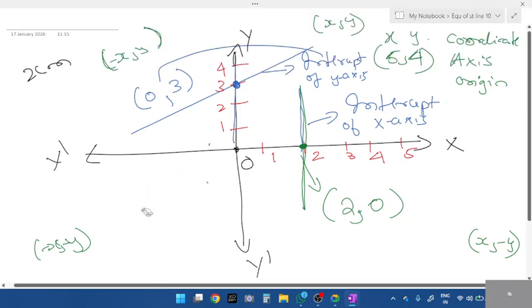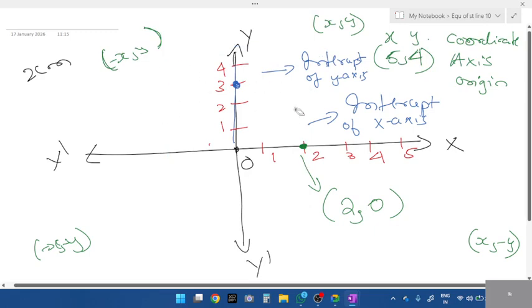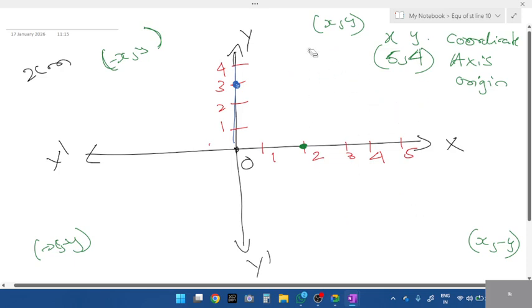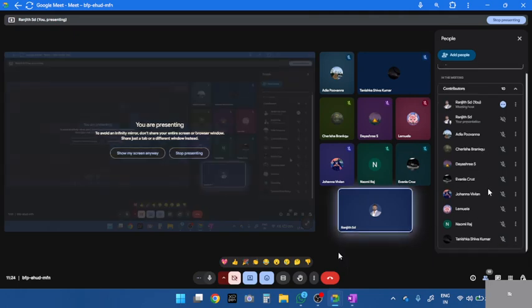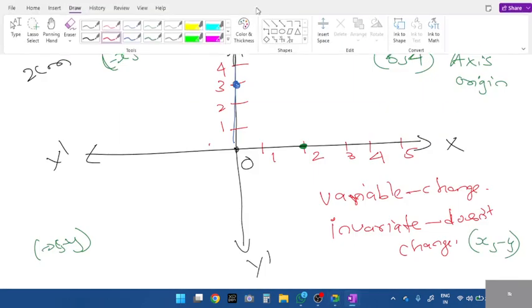Is it clear? All of you understood what is intercept, oblique, axis. Then reflection I'll teach next. Variant, invariant. See, variant means what is variable, students? Variables will change. Variable meaning the value will change. If you try to memorize a lot of concepts, you'll forget. Invariant is that which does not change. The meaning of invariant is the value which does not change.